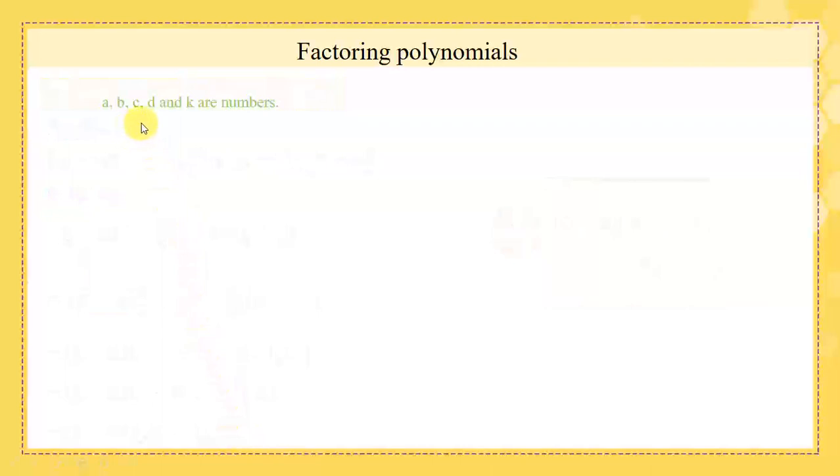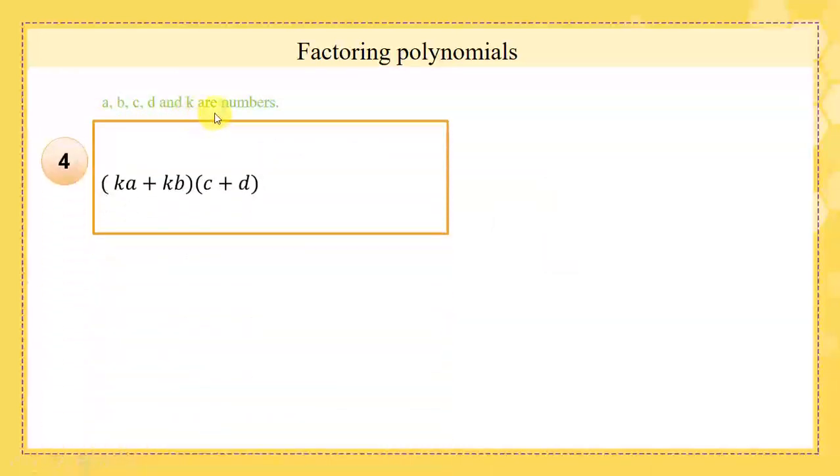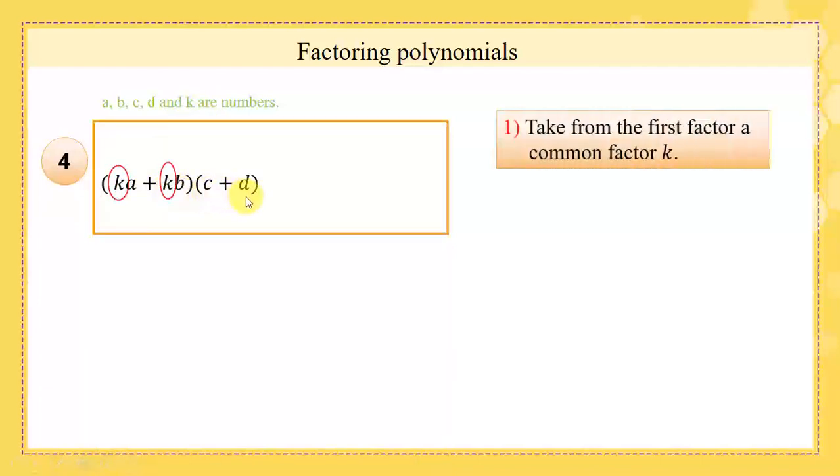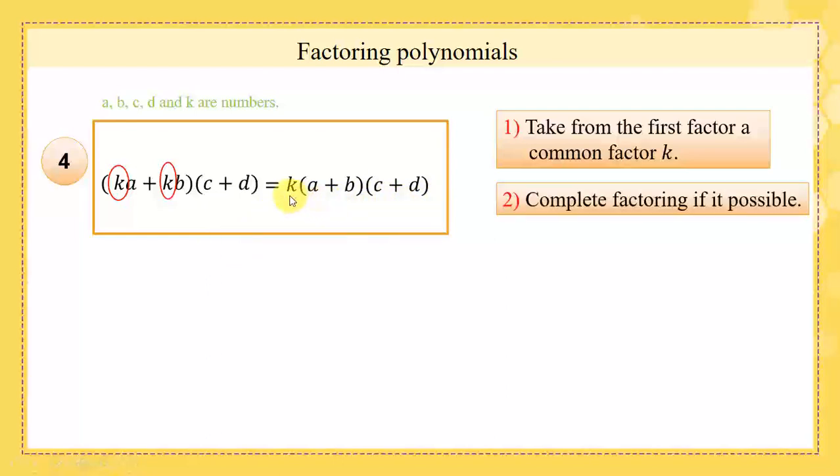Let a, b, c, d, and k be numbers. Consider (ka plus kb) times (c plus d). Here, if we look inside the first factor, k is a common factor. So first, take the common factor k from the first factor. So k is outside, and we have a plus b, the remaining part of the first factor. We keep the second factor the same. Now, after doing this, we complete factoring if it is possible.